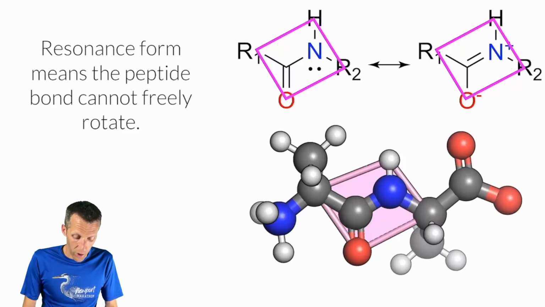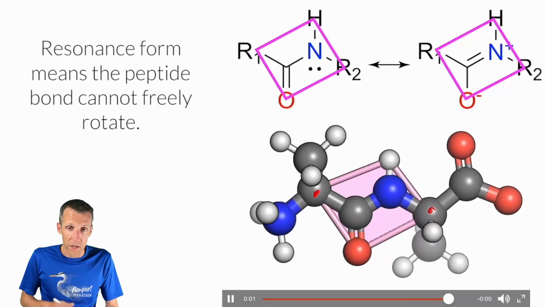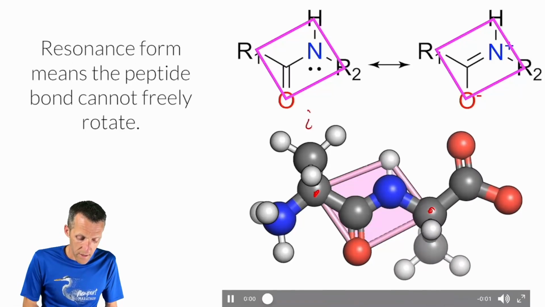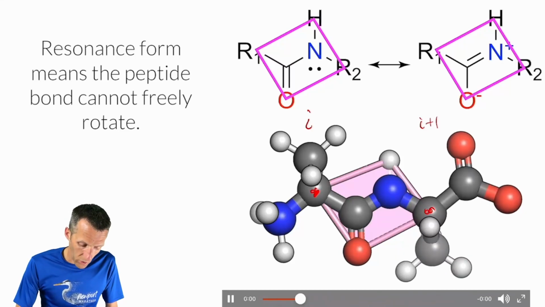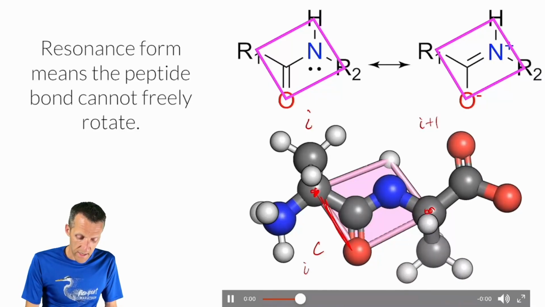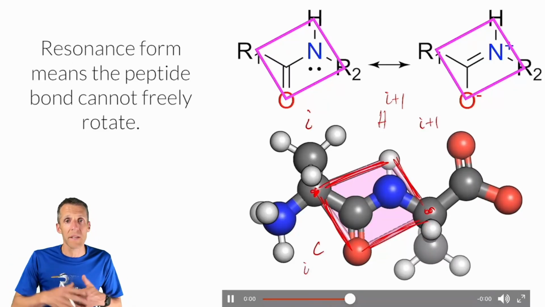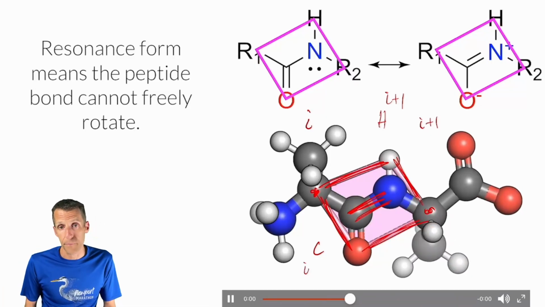In fact, we can actually draw a nice diagram of that. I'm doing it with the pink square here, but I'll actually draw it out manually. So what you do is you take the C alpha carbon of the i amino acid and the i plus 1 amino acid. Each of those is going to be a corner of your plane. And then you draw a box that connects the carbonyl of the i amino acid and the amide proton of the i plus 1 amino acid. And that plane, those bonds are basically stuck in a plane. They can't rotate. It's effectively a double bond character of this bond.